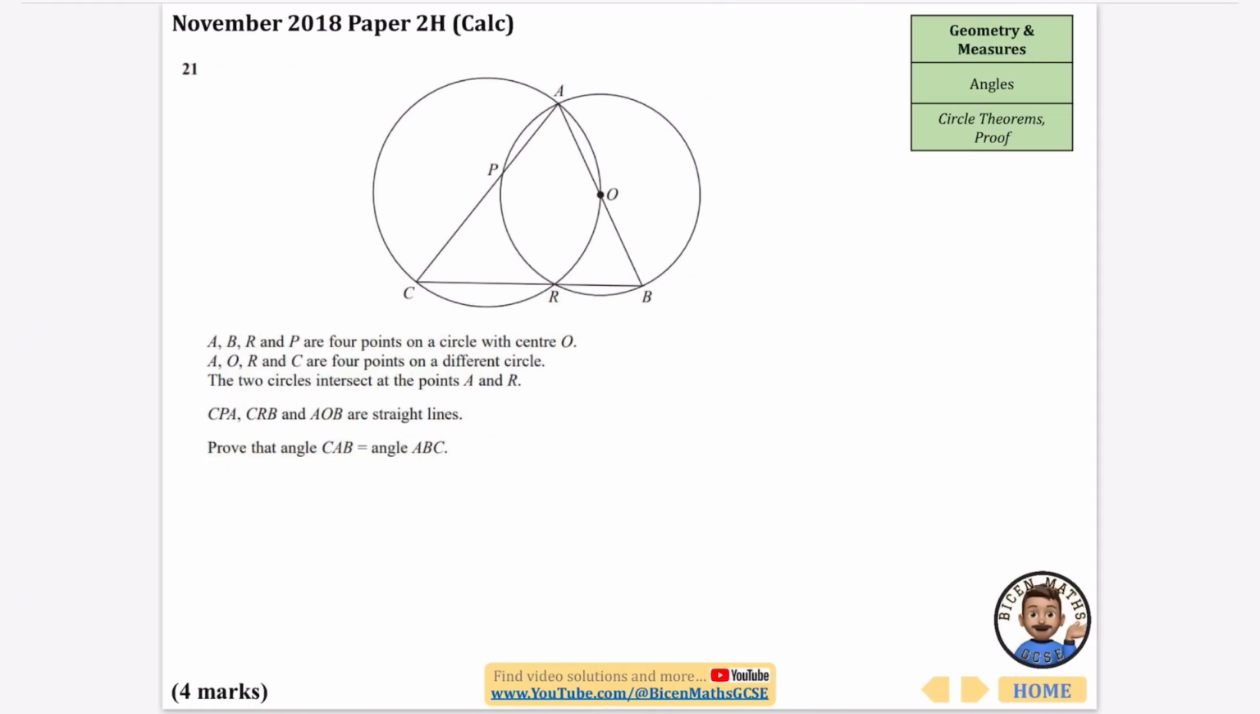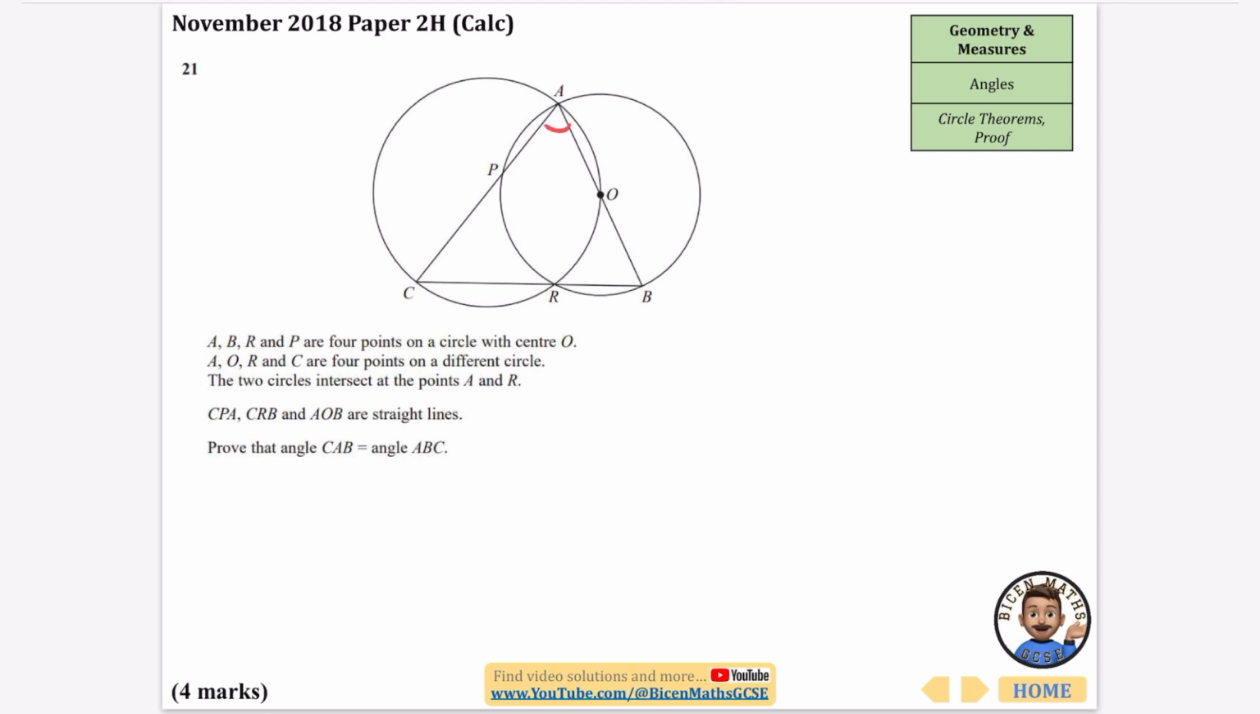Okay, this one that we have, this is really quite an odd question because we've got these two triangles overlapping. It basically says A, B, R and P are 4 points on a circle with this centre, A, O, R and C are 4 points on a different circle that we have, and we don't have its centre. The two circles intersect at the points A and R. This is a straight line, this is a straight line, and this is a straight line, and we want to prove that angle CAB is the same as angle ABC.